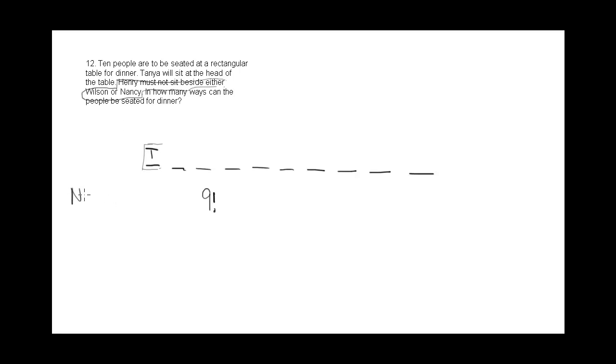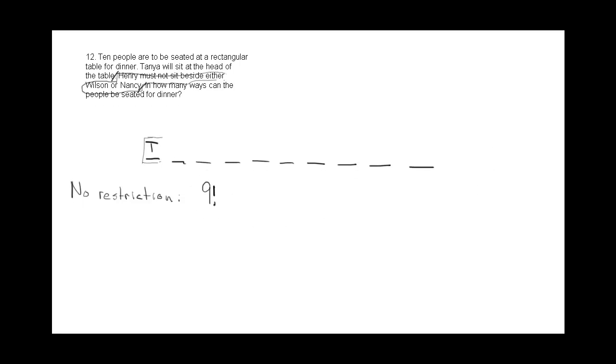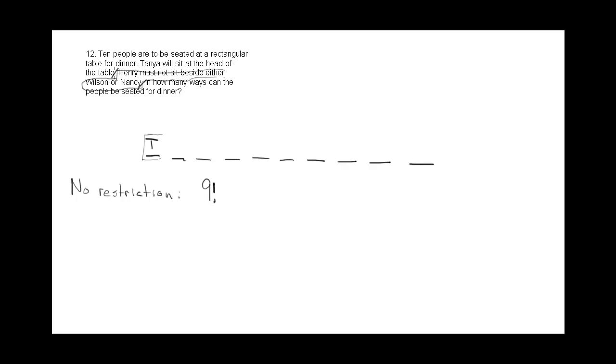So we'll call this the no restriction case, although there is that one restriction on Tanya. But ignoring the part about Henry not being able to sit beside Wilson and Nancy, we would have 9 factorial. Now this is an example of a case where it's easier to count, instead of how many ways he could not sit beside Wilson and Nancy, how many ways he could sit beside Wilson and Nancy. Meaning Henry is going to have to be beside Wilson or Nancy. So we're actually going to do that one at a time.